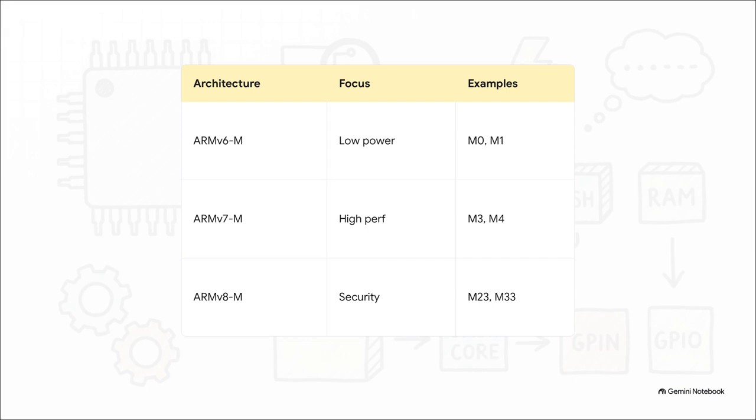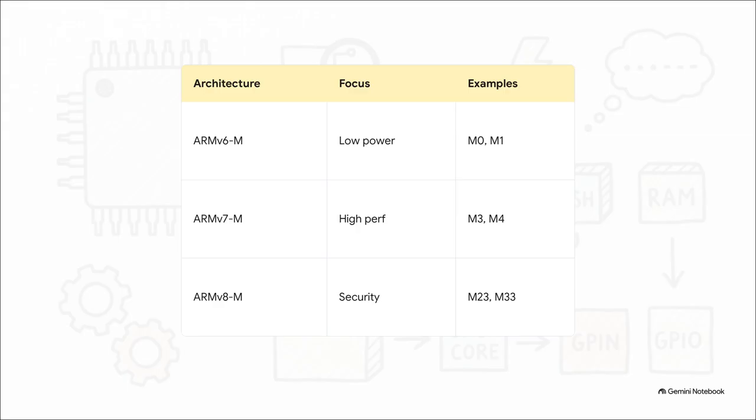To wrap up the technical side, let's quickly trace how this architecture actually evolved across its different generations. The ARM v6-M architecture, which includes the M0 and M1, was all about simple, low-cost, low-power applications. Then came ARM v7-M, bringing higher performance for things like heavy industrial control, with the M3, M4, and M7.